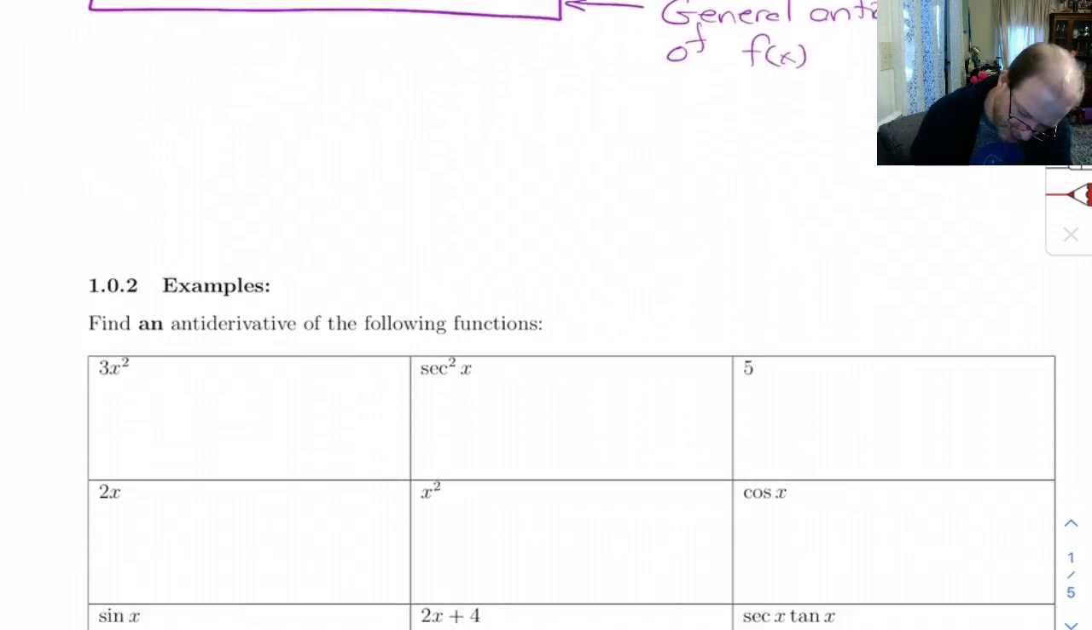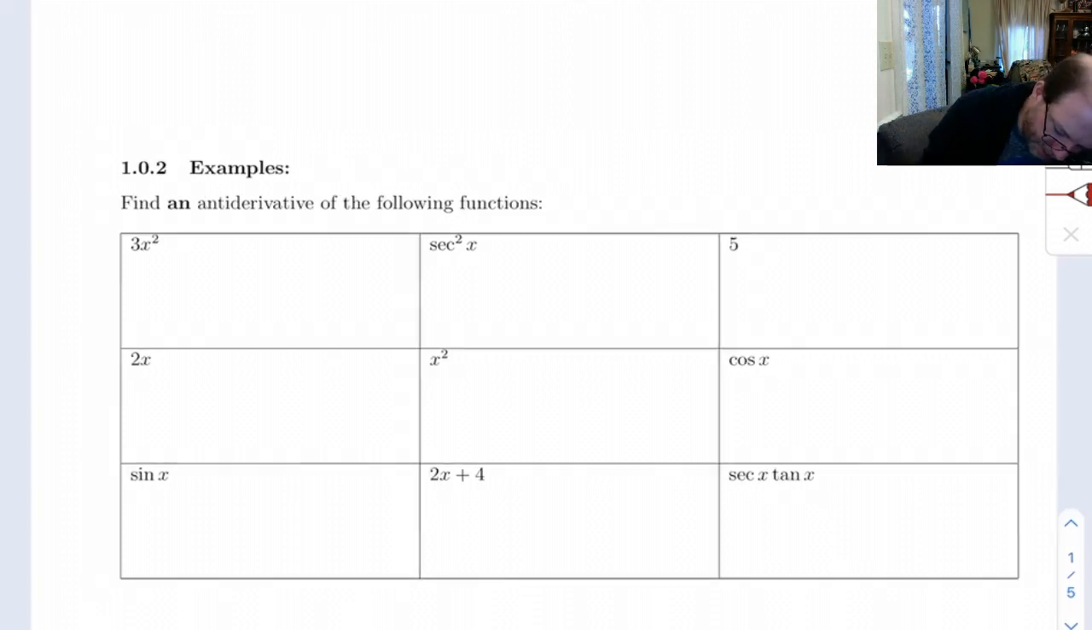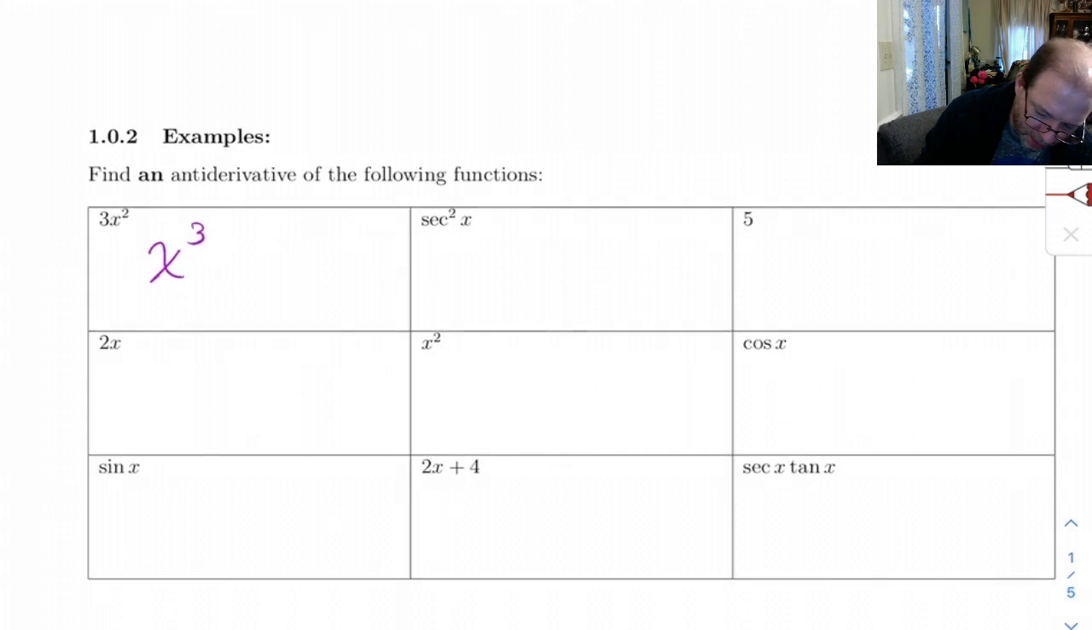Let's look at some examples here. What we're going to do is play around with some functions for a bit and find some antiderivatives. Then we're going to look at some rules for finding antiderivatives. So let's see. 3x squared. What's that the derivative of? Well, it's the derivative of x cubed, because the derivative of x cubed is going to be 3x squared. The rest of these, we should be able to get by thinking about the derivative rules that we've learned and just applying them in reverse. So 2x, what's that the derivative of? Well, we've already seen x squared.